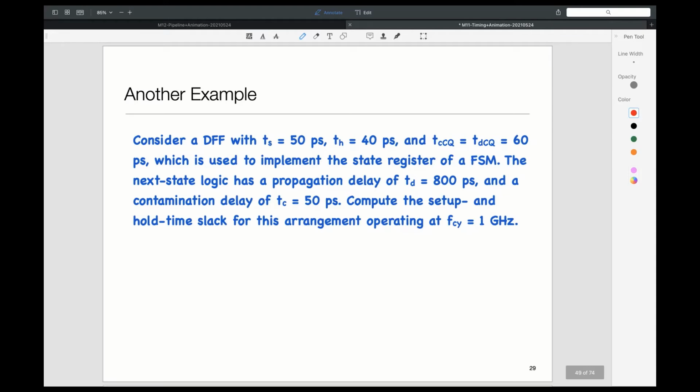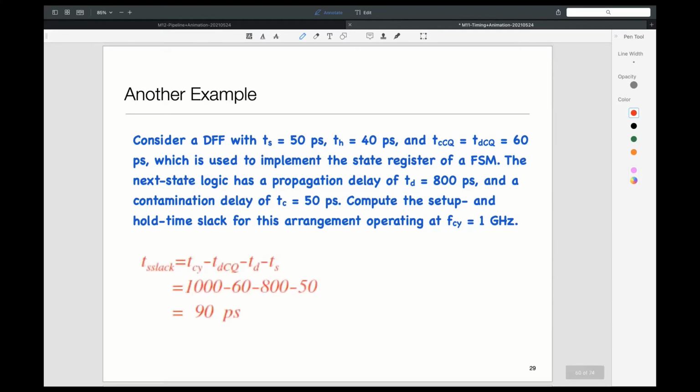Slack is how much margin do I have in my design when I'm operating at 1 gigahertz, right? So the first thing to remember: clock cycle has no role to play in the hold time case. The hold time constraint is purely a characteristic of the circuit, whereas the setup time constraint also involves frequency. So let's look at it.